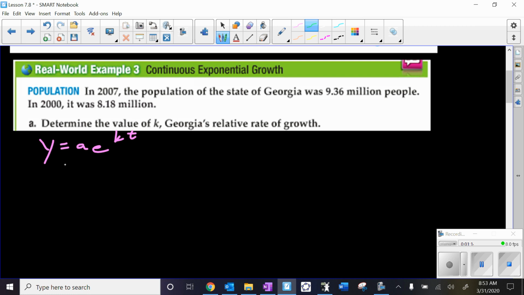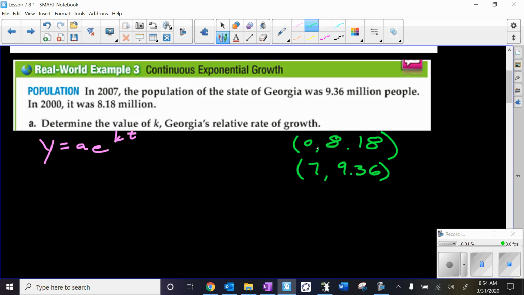So I'm going to take my scenario up here, and I'm going to write these as 2 points. In year 0, that's how I'm going to start. In year 0, we had 8.18 million people, because 2000 came before 2007. After 7 years, because from 2000 to 2007, 7 years have passed, my population was 9.36. Notice how I'm going from a smaller population to a bigger population as my years grow.